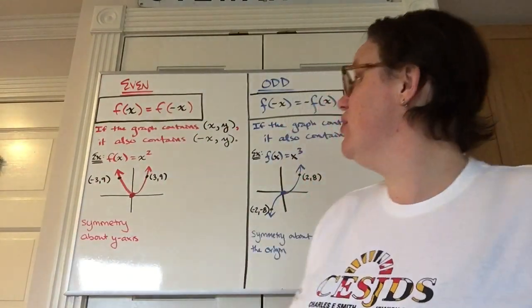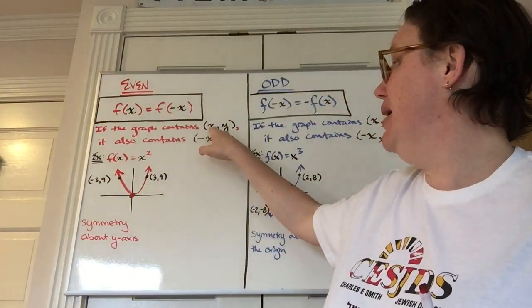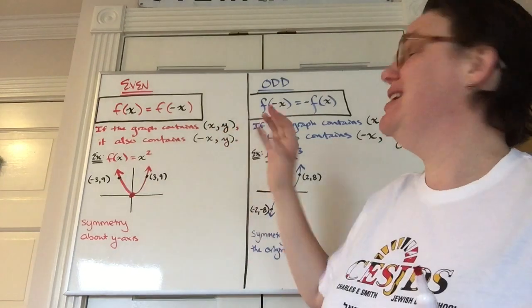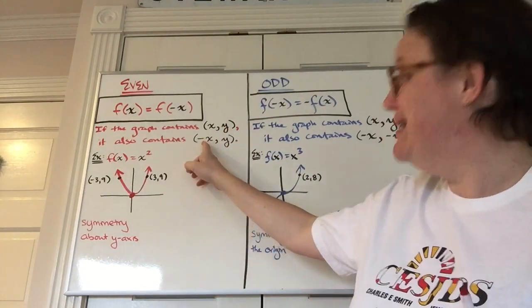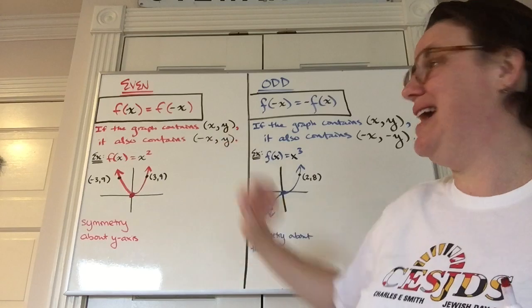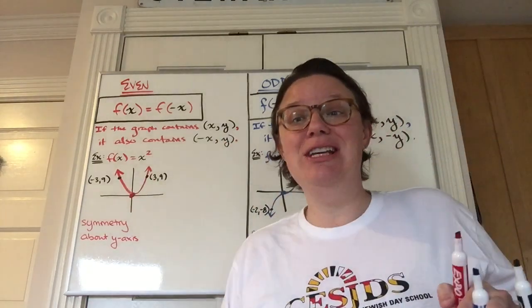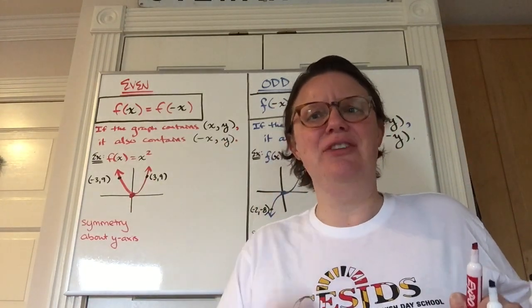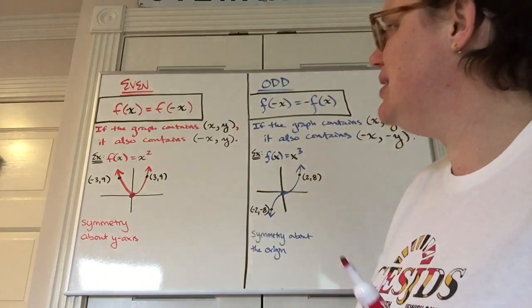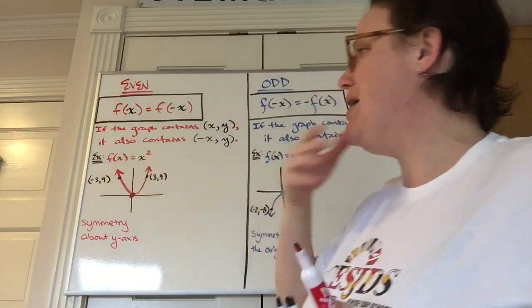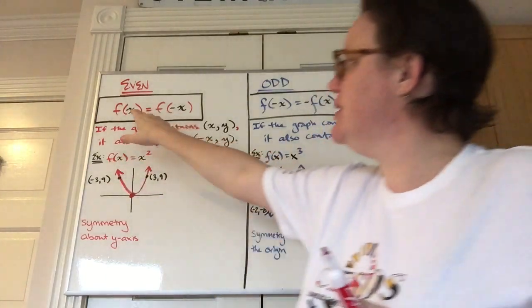Even functions are ones where if you put in some number and you get out some output, the exact same thing should happen if you put in the negative version of that number. You should get out the exact same output. So these are called even functions because they behave like even exponents. A classic even function is the function y equals x squared, because it does exactly this.